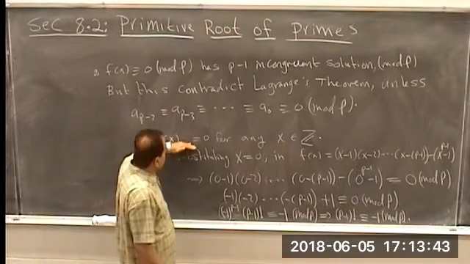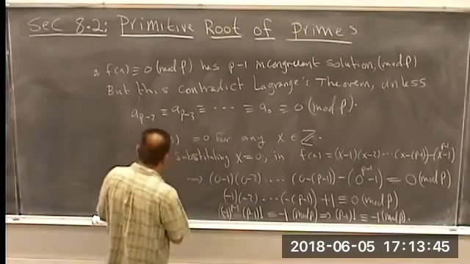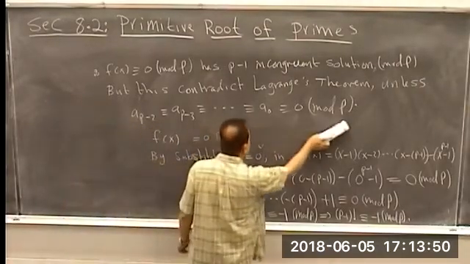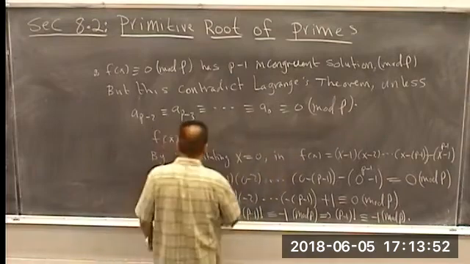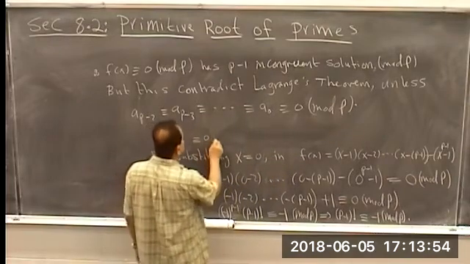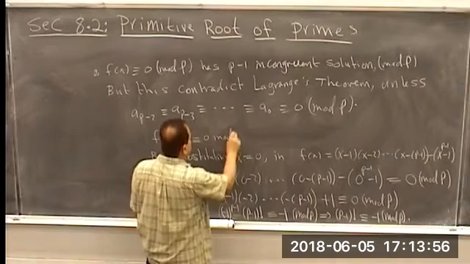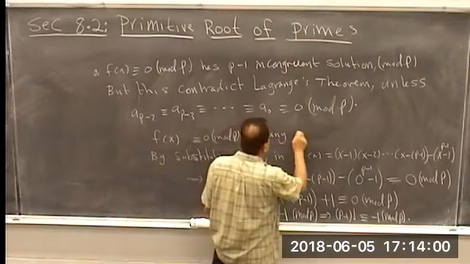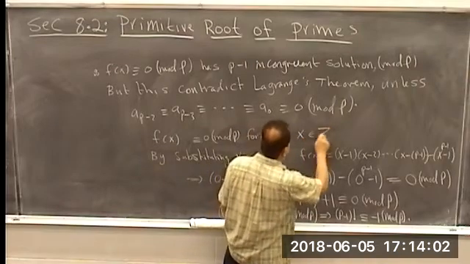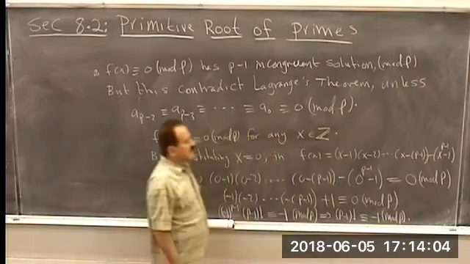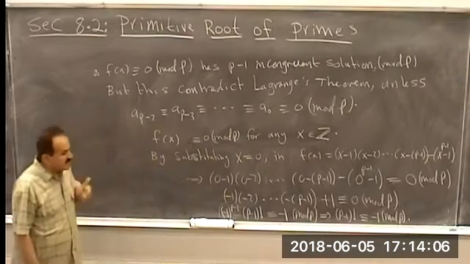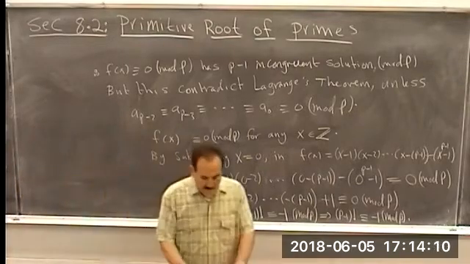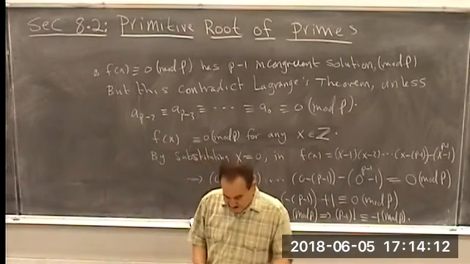So again, this one is actually equal to 0, or maybe I should have said this one is congruent to 0 mod p. It's identical mod p for any x in Z. It's an identity. It's identically equal to 0 as a polynomial.